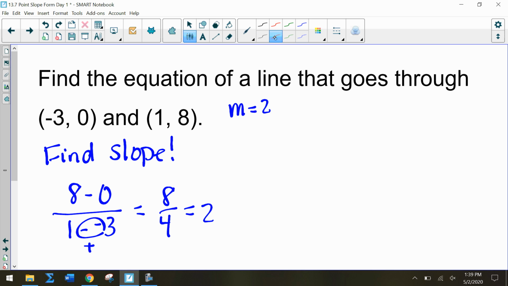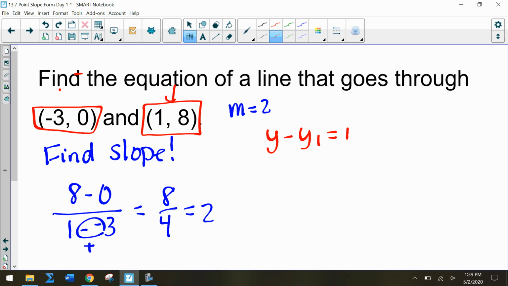But notice how we have 2 points. We got (-3, 0) and then (1, 8). So what to do? Just pick one of these points. I'm going to pick (1, 8) to help us. So y minus y1 equals m times x minus x1. And so y minus 8 equals 2, our slope, times x minus 1.